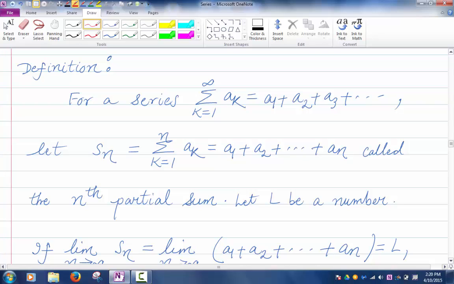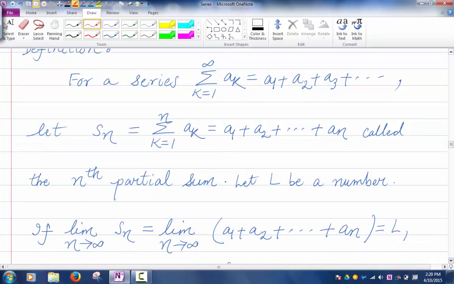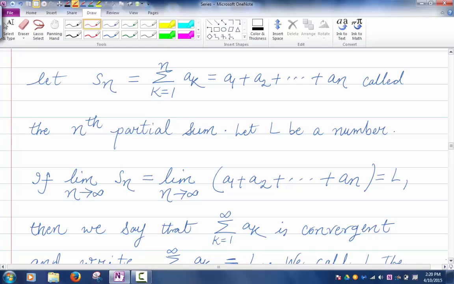Okay? Let's say that L is a number. So if the limit as n goes to infinity of Sn, when you're taking the limit of Sn, you are taking the limit of A1 plus A2 plus up to An, right?